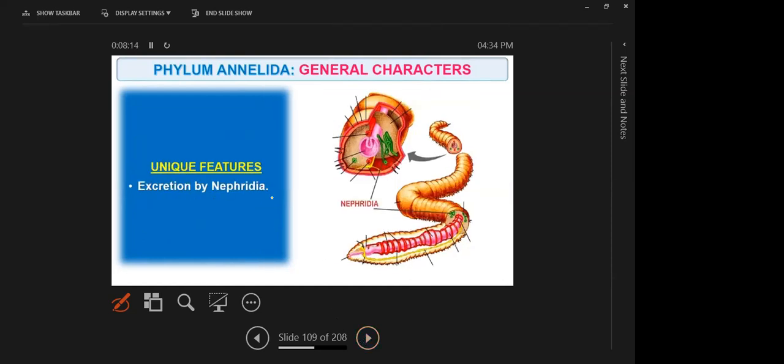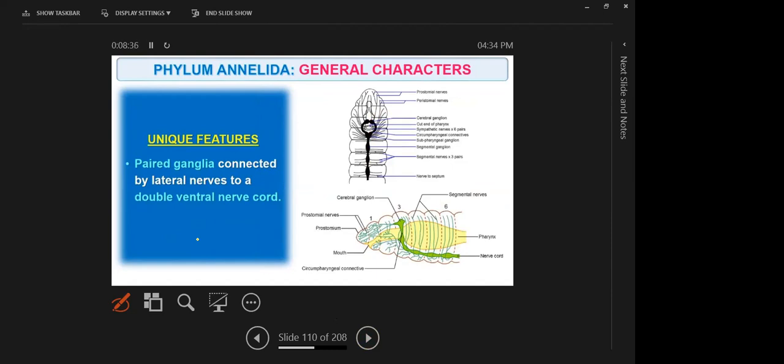So what about excretion? Nephridia. Another feature you can see here is ganglia. What are ganglia? Ganglia means tuft of nerves. They have paired tufts of nerves. They are connected by bilateral nerves to the double ventral nerve cord.